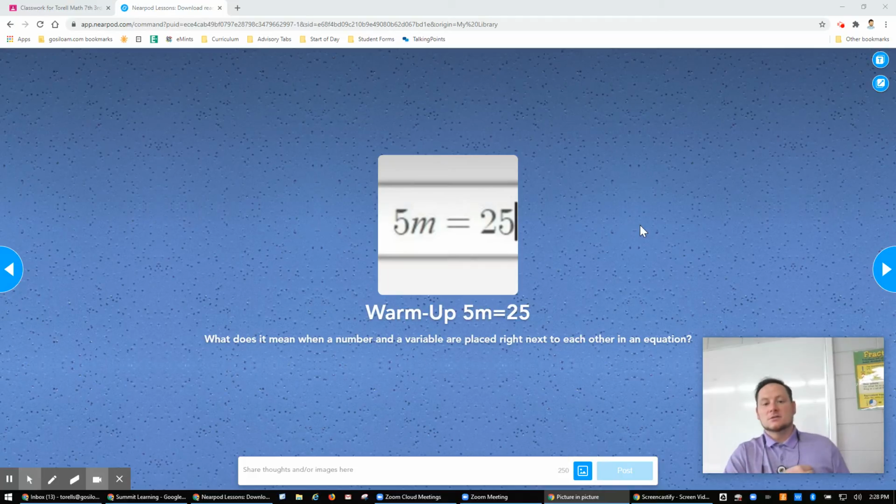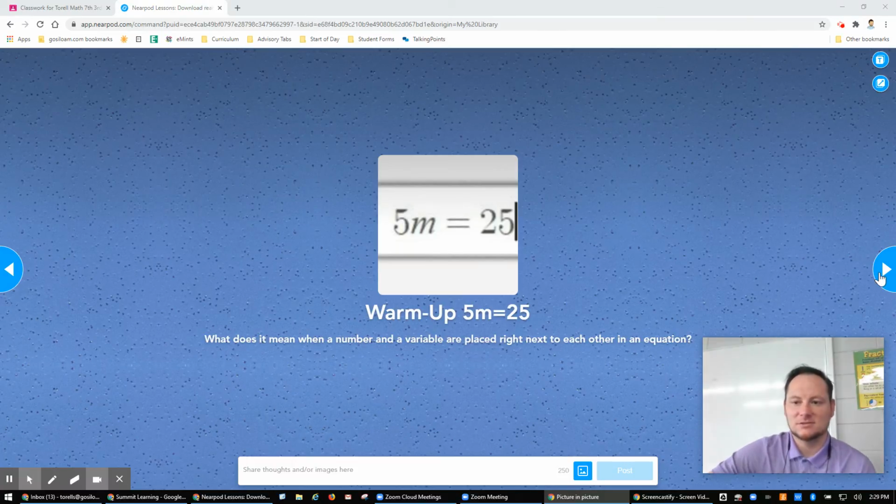All right, so hopefully what you probably came up with is the answer to 5m equals 25, and part of you might have just been like, well, I know the answer to that one. It's going to be 5, because 5 times 5 is 25. And you'd be correct, but the question really is what does it mean whenever you have that variable right next to that number? And it just simply means multiplication. So 5m is 5 times what number equals 25? So hopefully that's what you got.